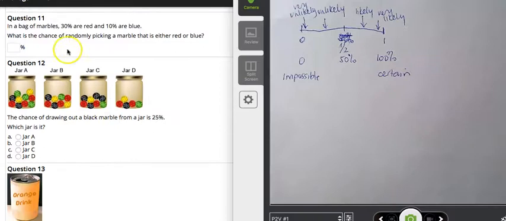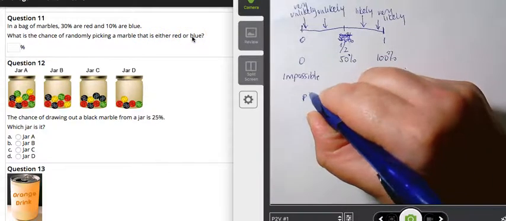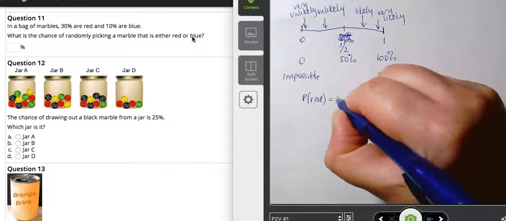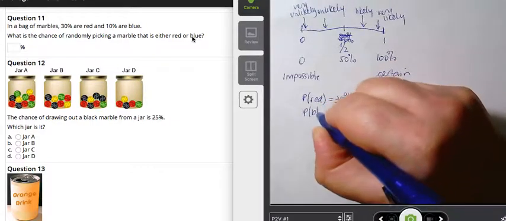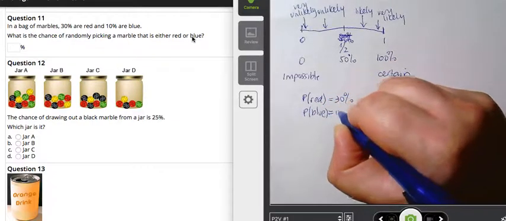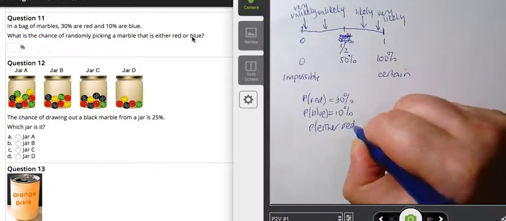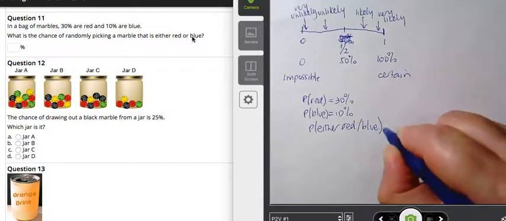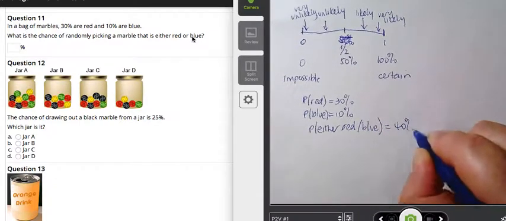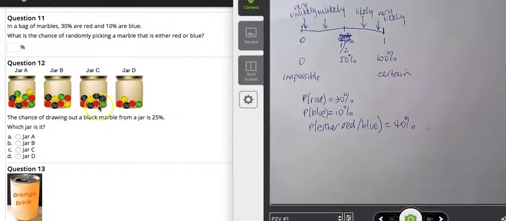Question 11, in a bag of marbles, 30% are red and 10% are blue. What is the chance of randomly picking a marble that is either? So it says either red or blue. So the probability of red is 30% and the probability of blue is 10%. So probability of either red or blue is 30% plus 10%, which is 40%. So you would just add those two together.